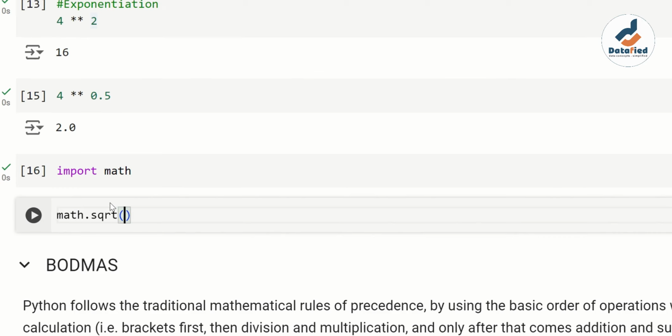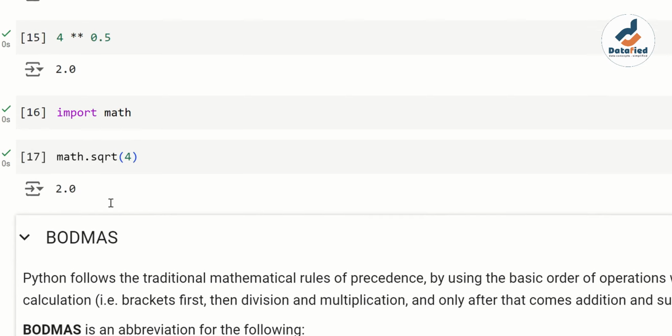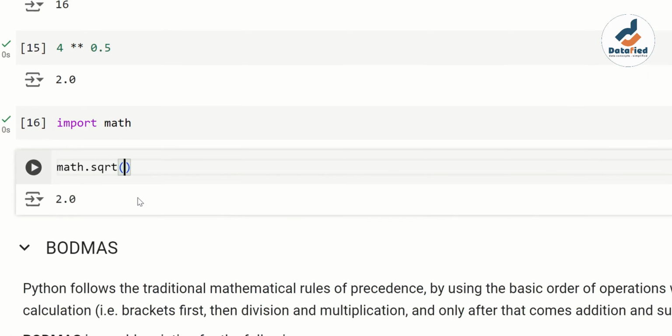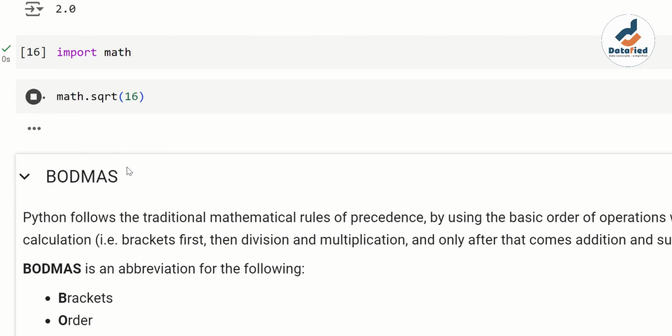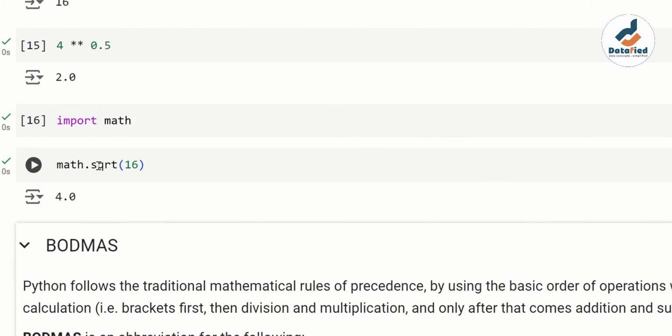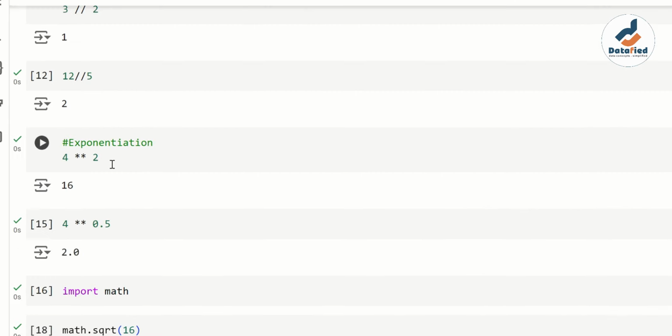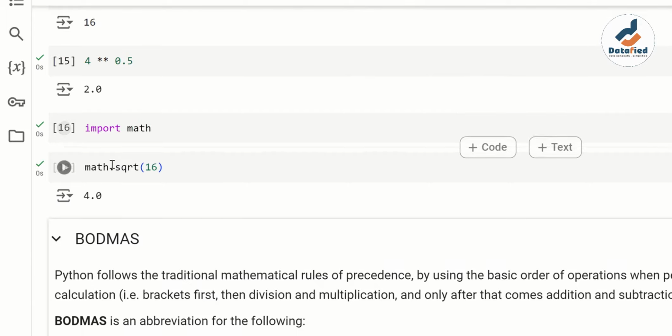and then open the bracket. When you put in 4 and run the cell, it gives you the answer 2.0. You can get the square root of 16, it gives you the answer 4.0. So sqrt is not a basic function in Python, but there are several functions in this math package. All right, and we'll be talking about some of the functions as we move on with our journey into data analytics.